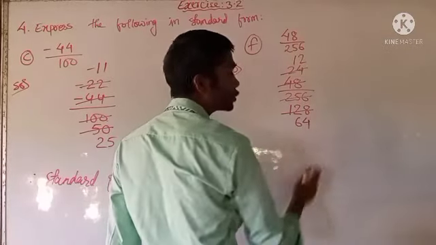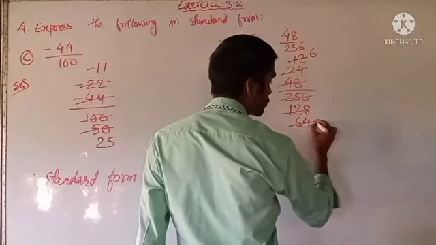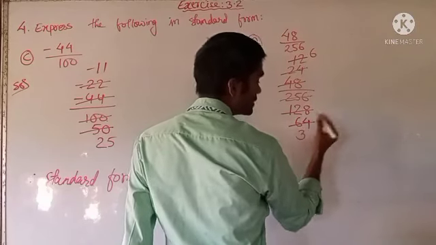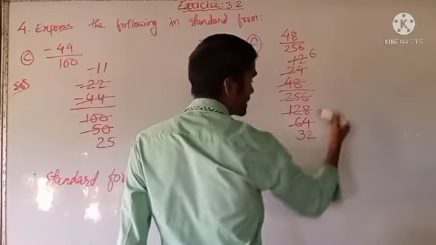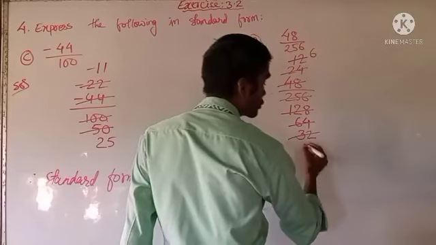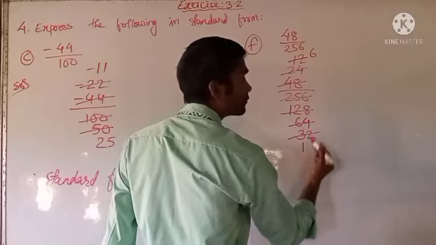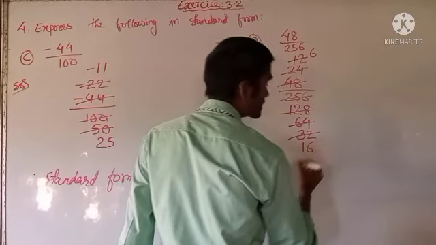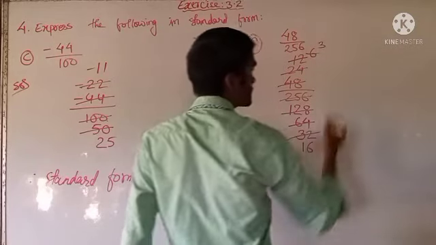Again they are divisible by 2, so we'll divide them by 2. 2 6s are 12, 2 3s are 6, 2 2s are 4. Again we can see that 6 and 32 are divisible by 2, so we'll divide by 2. 2 1s are 2, 3 minus 2 is 1, that 1 is carried to the next number, it becomes 12. So 2 6s are 12. Now 2 3s are 6.